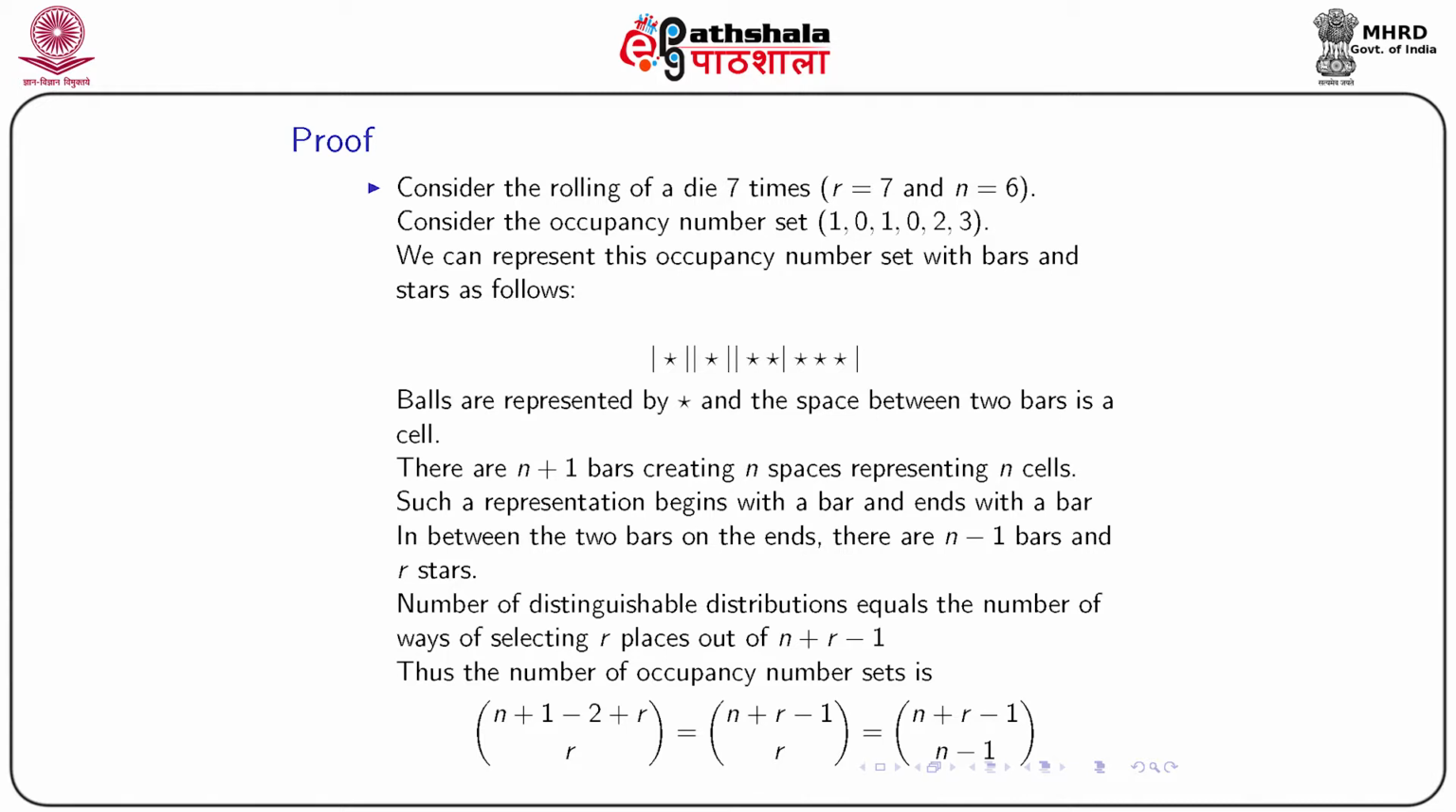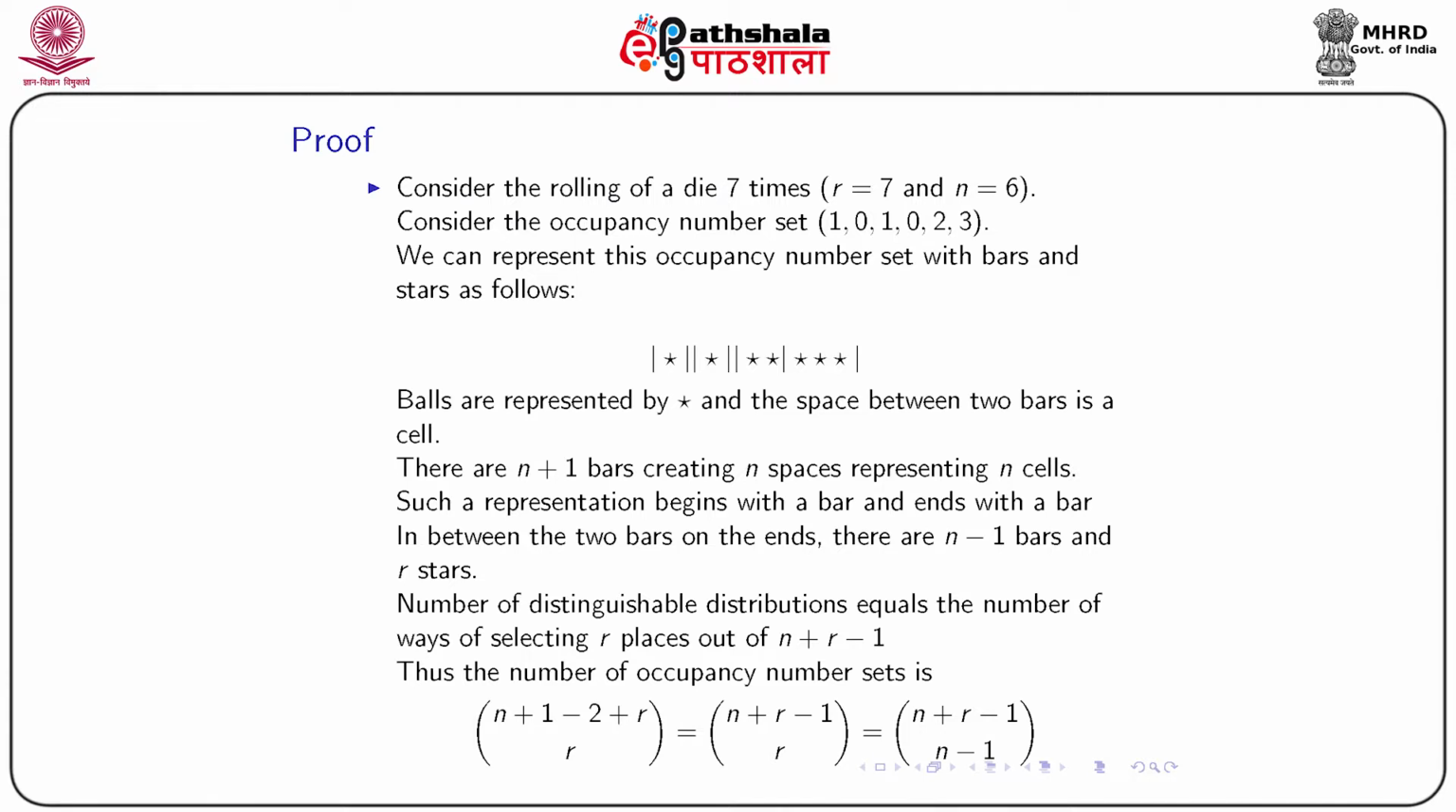Consider the rolling of the die 7 times. We have already discussed this example, r equals 7 and n equals 6. If you consider the occupancy number set 1, 0, 1, 0, 2, 3, we can represent this occupancy number set with bars and stars. Now to have one cell we need 2 bars, so to have 6 cells we need 7 bars. So here I have 7 bars.